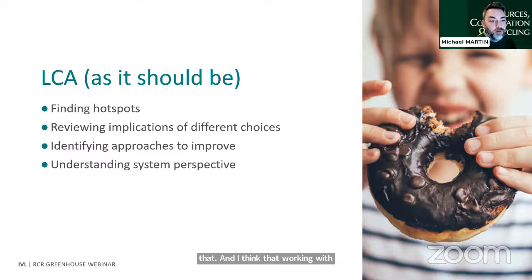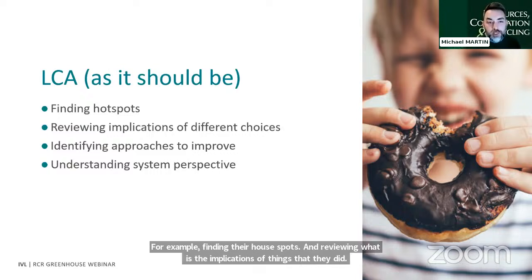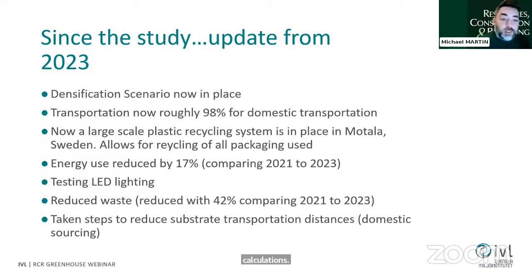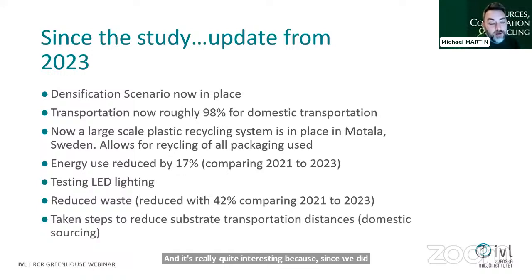So it was a company, and they were interested in, for example, finding their hotspots and reviewing what the implications of things that they did are, and seeing how we can actually improve the system. So they wanted to get a better understanding, because they didn't understand how to do these environmental calculations. And it's really quite interesting because since we did this study, so the data is based on 2019, 2020 data, they've actually implemented quite a lot of these solutions.